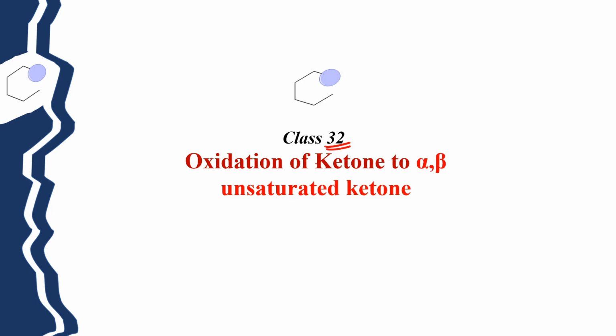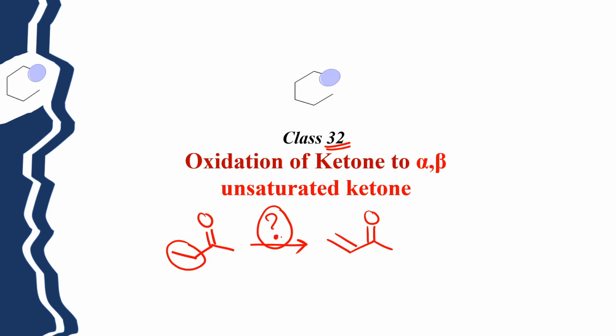In this particular class we will mainly focus on the reagents which are used to transform a ketone to an alpha beta unsaturated ketone. That means imagine that this is your ketone compound and you want to transform this ketone to an alpha beta unsaturated ketone. That means you want to generate an unsaturation here. So what is the reagent? That will be discussed in this particular class.